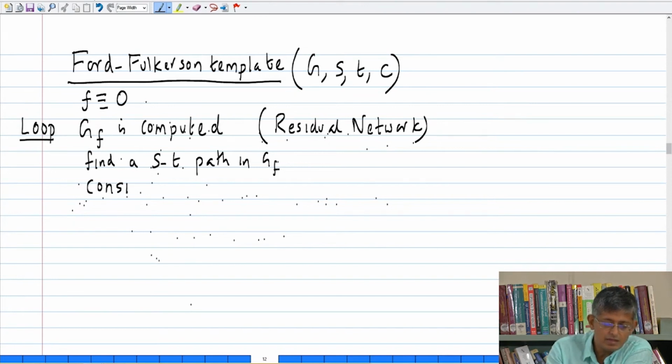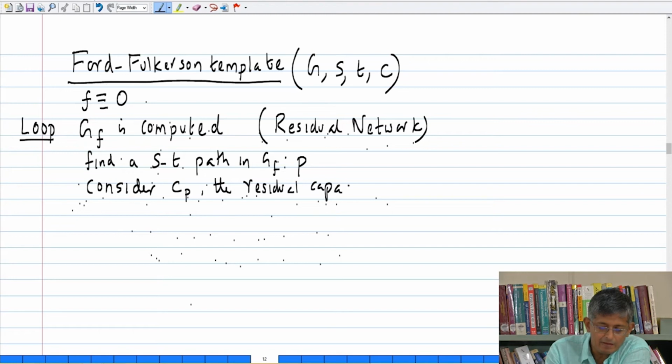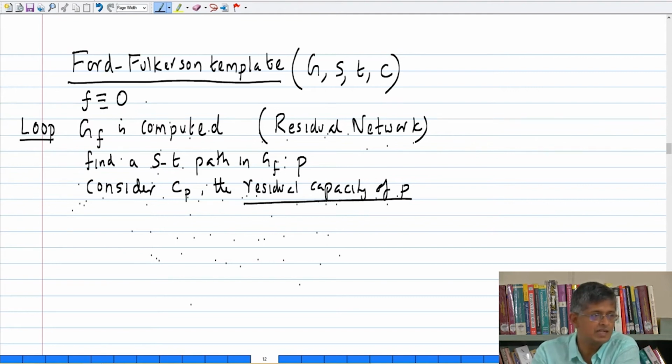Let me call this path P. Consider Cp, the residual capacity of P, this also I will define. This is what we did. You took a path and you decided how much flow you could assign to the edges on that particular path, without violating the capacity. This capacity will be formally defined as a residual capacity.